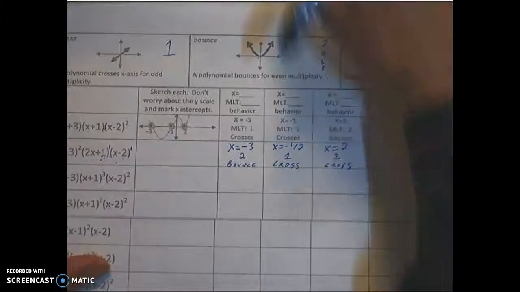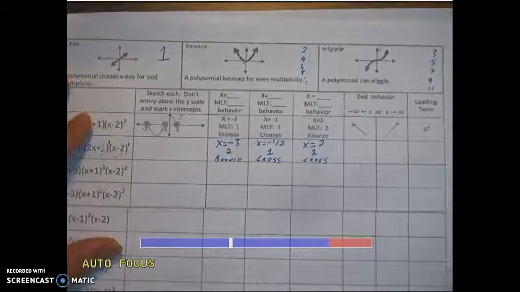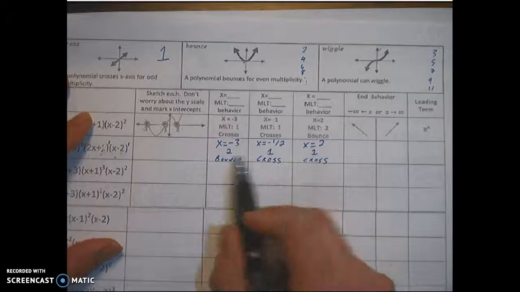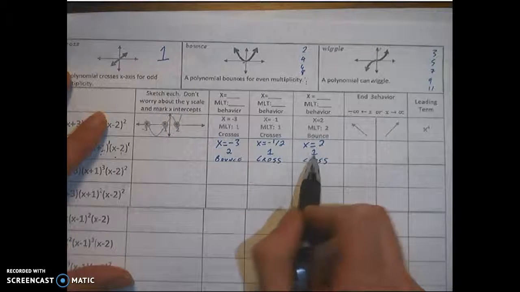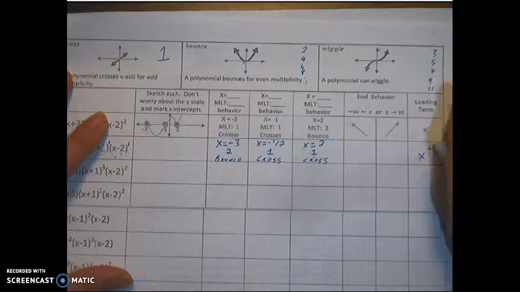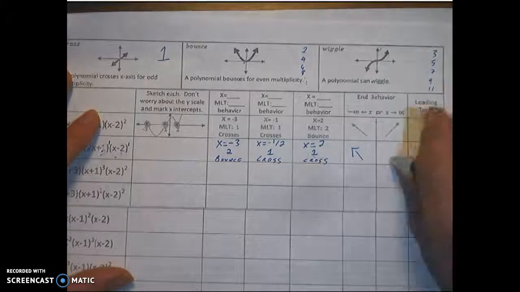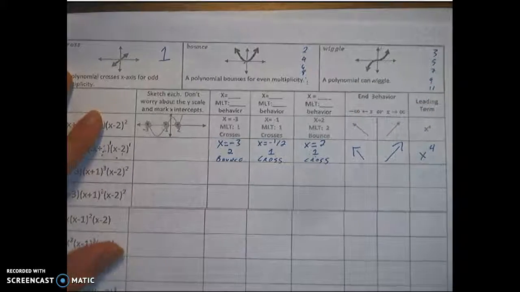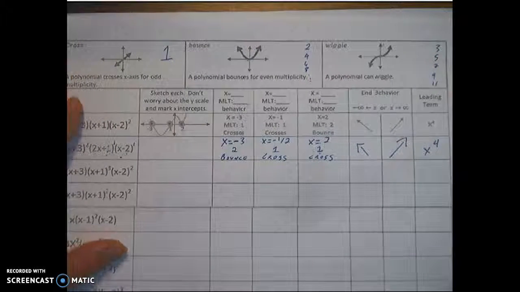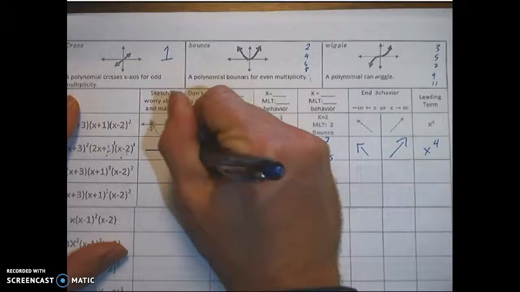Now, to get the leading term, all you need to do is add these up. 2 plus 1 plus 1 is 4. That means the leading term is x to the 4th. And x to the 4th, we know, goes up and to the left forever and up and to the right forever. So I'm going to try and draw a rough sketch of this thing.